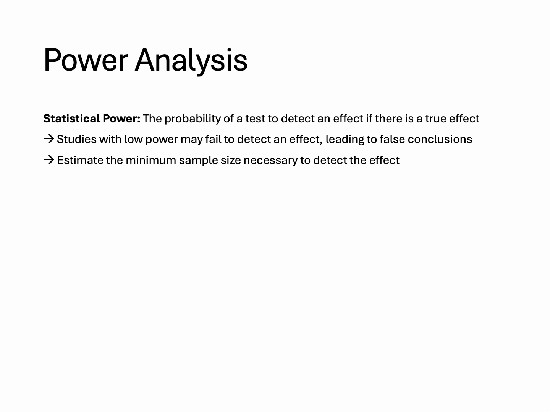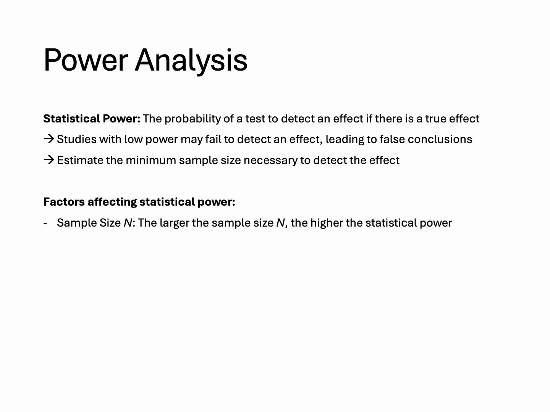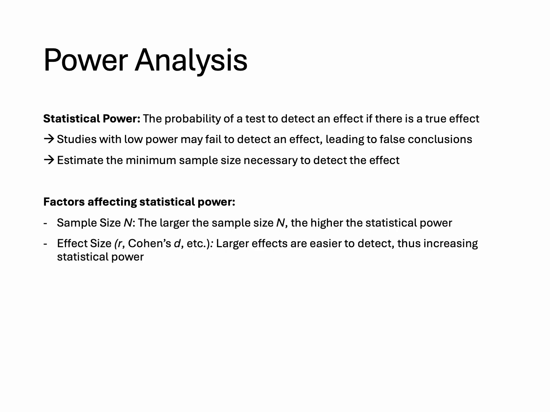Knowing this, we need to ask ourselves which factors actually can affect the statistical power of our hypothesis test. First, the sample size is relevant. The larger our sample, the higher the statistical power of our test. Second, statistical power depends on the effect size. Larger effects are usually easier to find or detect.